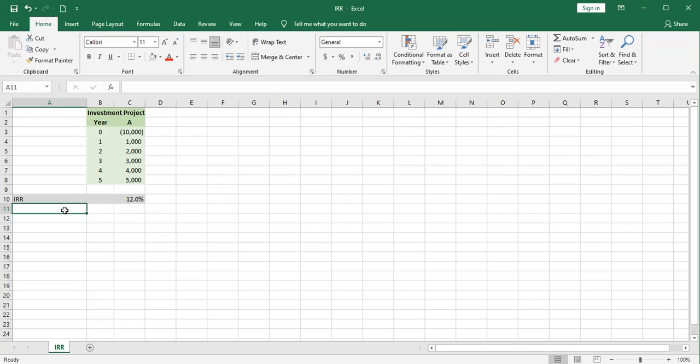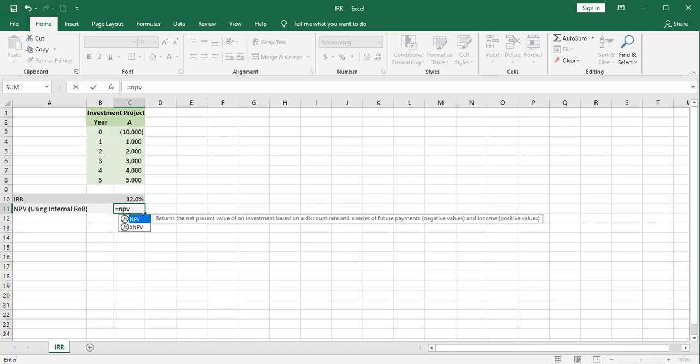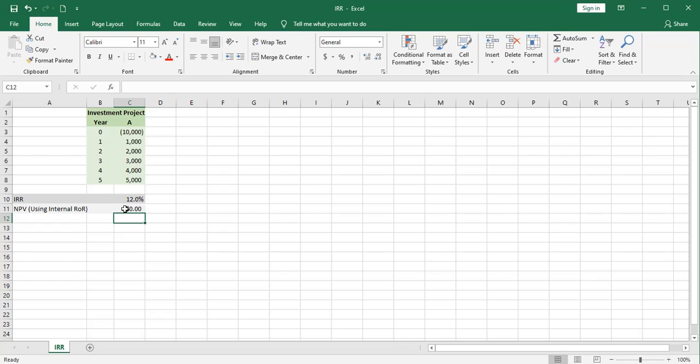Now, to verify this internal rate of return, I'm going to calculate the net present value of these cash flows using this discount rate. If internal rate of return and net present value match up and are computed the same way, I should get to a net present value of 0. Let's try that. Using the net present value function, I'm going to enter this 12% as my rate and list my values. We should get to 0, which we do. Let's format that.